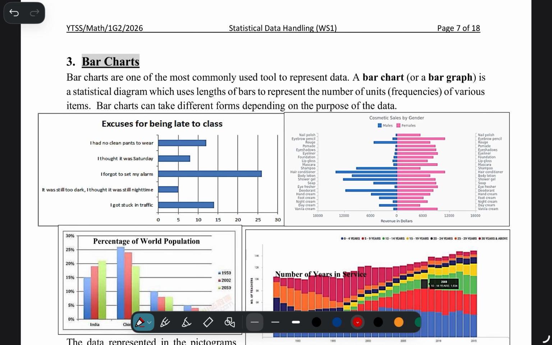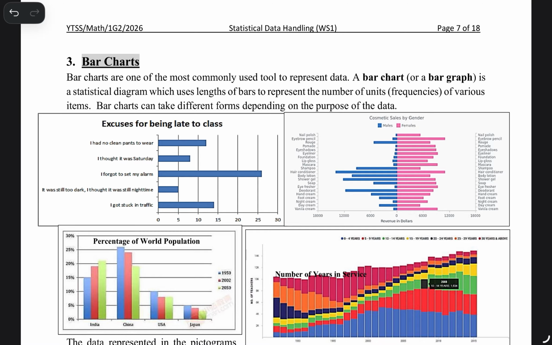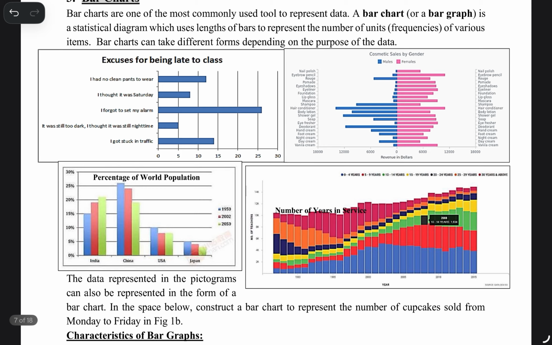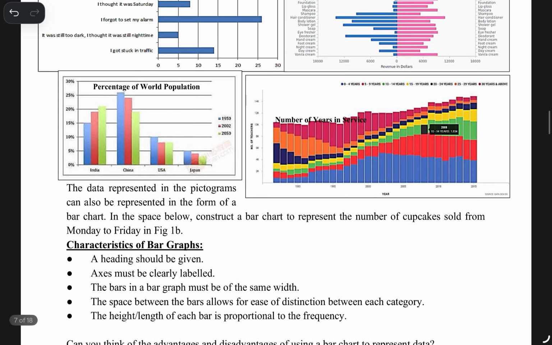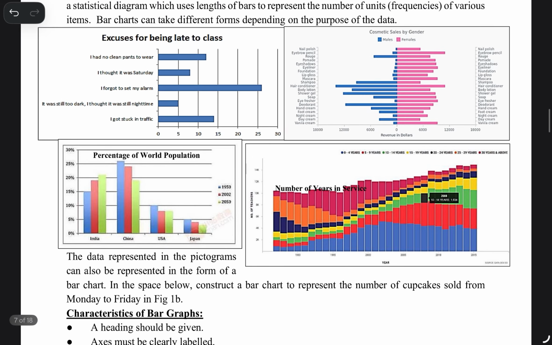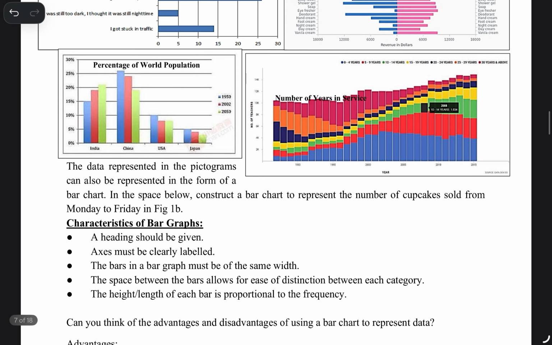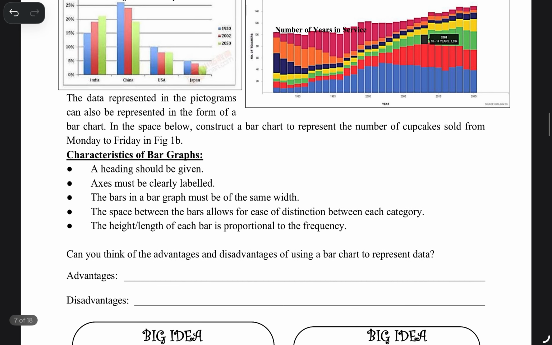So for bar charts, the length of the bar tells us the number of units or the frequency of the different data that we are analyzing. Bar charts can look in so many different forms. You can see on this diagram there are so many different ways to draw bar charts for people to analyze. Using these diagrams, can we spend maybe about 1 minute to think about the advantage and disadvantage of using bar charts to represent data?